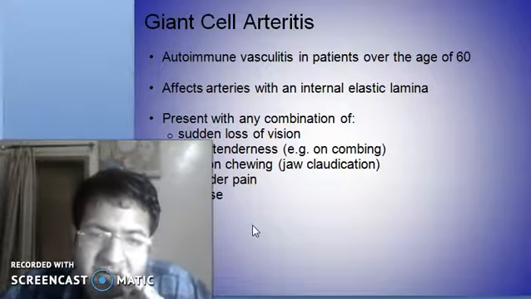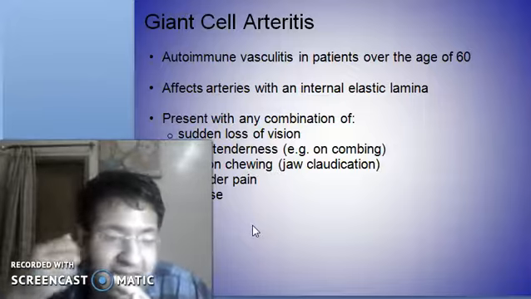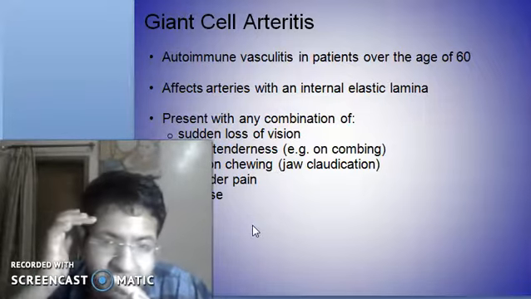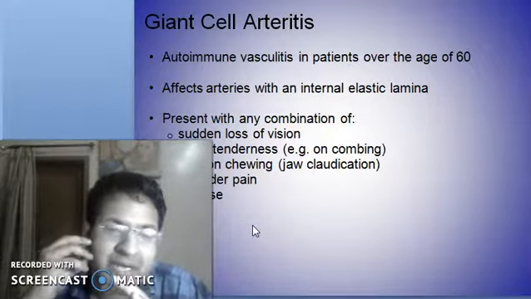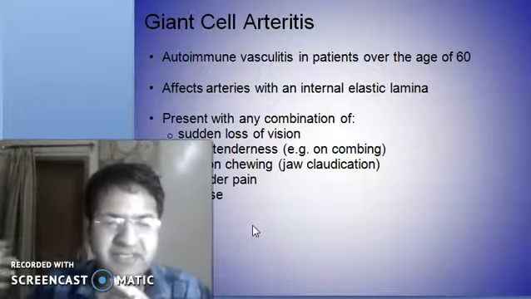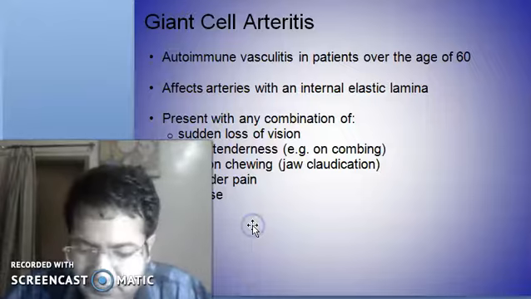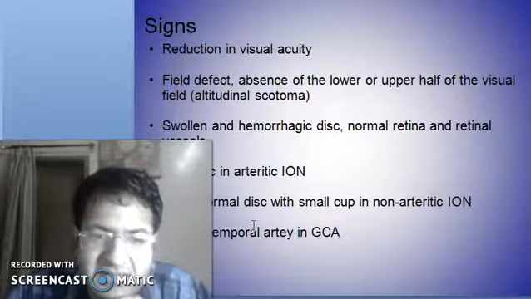Giant cell arteritis presents with any combination of sudden loss of vision, scalp tenderness because of the involvement of the temporal artery, pain on chewing, shoulder pain, and general malaise. What are the signs in this disease?